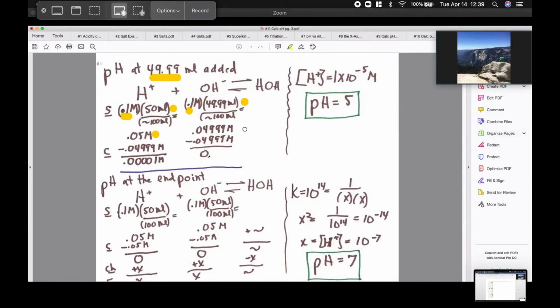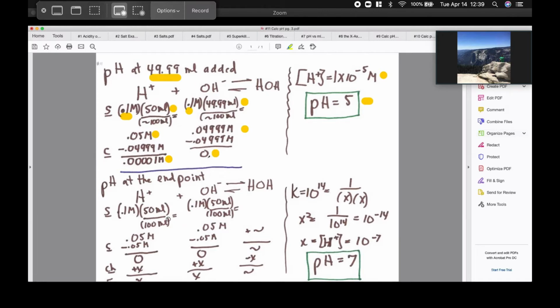Okay, the base is the limiting chemical, so subtract that from both sides. So no base, and the excess acid is 0.00001 molar. In scientific notation, that's 1 times 10 to the minus 5. The pH is 5. Okay, I can't stand it any longer. We now have to go to the endpoint. Okay, so let's get the pH at the endpoint.